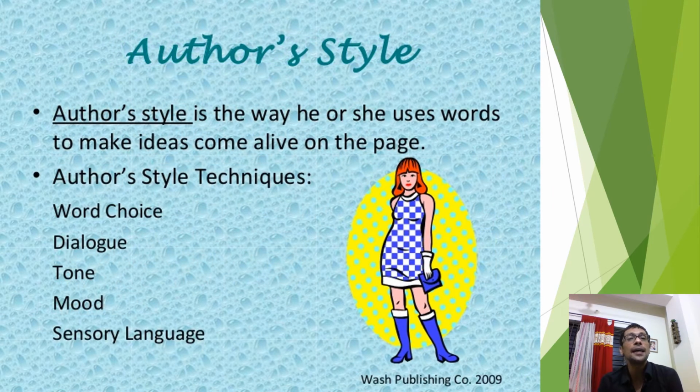So what is author's style? Style is the way he or she uses words to make ideas more alive on the page. Author style has some techniques. What are they? These are word choice, dialogue, tone, mood, and sensory language. These are all the ingredients of author style. In order to know the writing of a writer, you need to know these things very well, because writing has a unique blending of ideas together. So in order to understand the style of a writer, you have to be very cautious about word choice, dialogue, tone, mood, and sensory language.